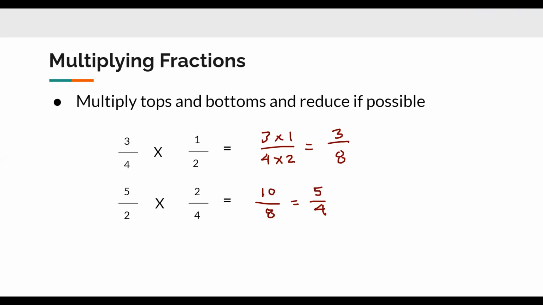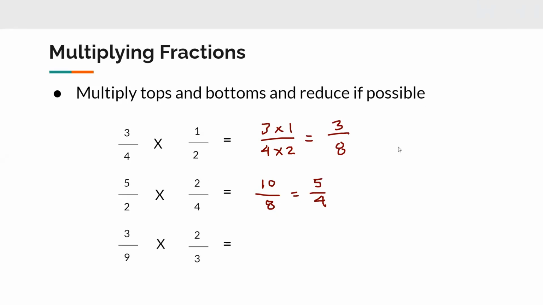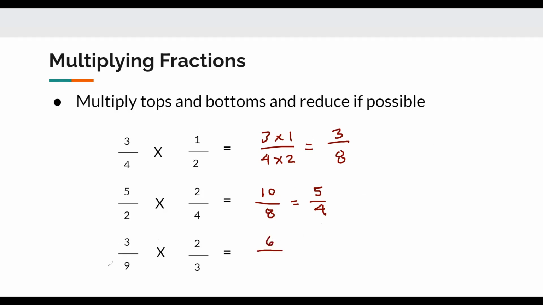One more example for multiplication. 3/9 times 2/3. 3 times 2 is going to be the top of our fraction. That is 6. And 9 times 3 is 27. Now, these are not both even numbers, but we should also try to divide by 3 if we can. 6 divided by 3 is 2. And 27 divided by 3 is 9. So there is our reduced fraction for that problem, 2/9.